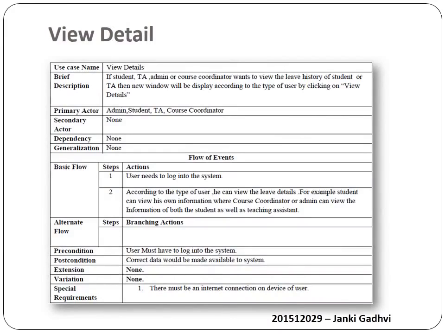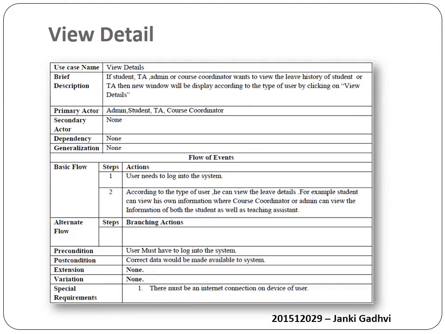This is the use case description for view details. If students, TAs, admin or course coordinator want to view the leave history of anyone, a new window will be displayed according to the type of user by clicking on view details. All the actors, admin, student, TA, and course coordinator, are primary actors. There is no secondary actor, no dependency, and no generalization. The flow of events is, the user needs to log into the system. According to the type of user, he can view the leave details.